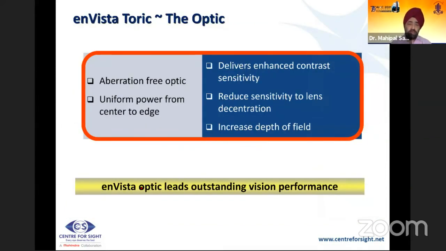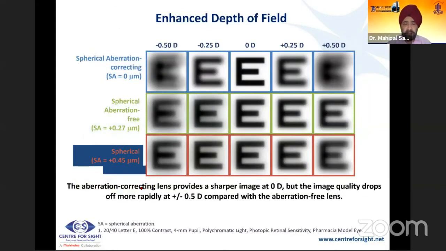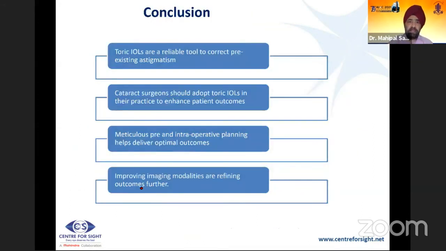So Invista, to sum up, is a lens of choice for me for toric implantation. It is an aberration-free optic, with uniform power from center to edge. So even if there is some decentration, the problem is really not getting compounded in any way, and it gives you an increased depth of focus. You can see here a zero aberration lens, possibly at times better than a negative spherical aberration correcting lens.